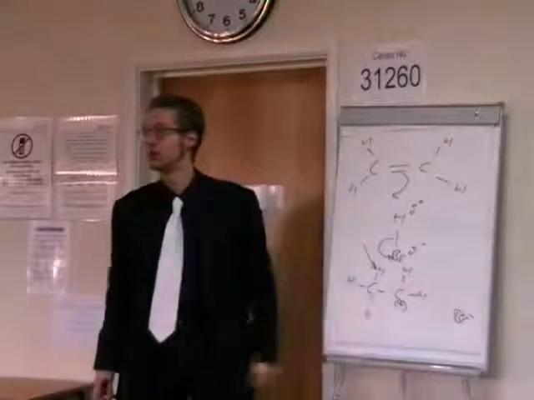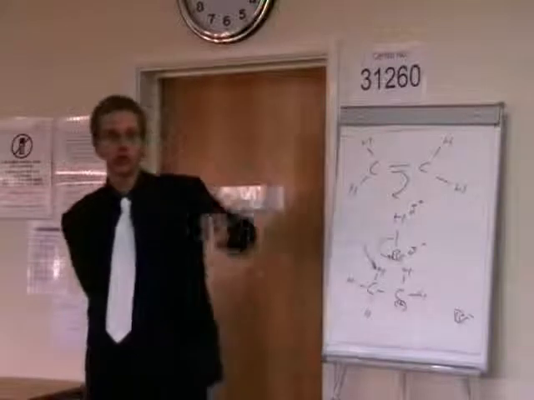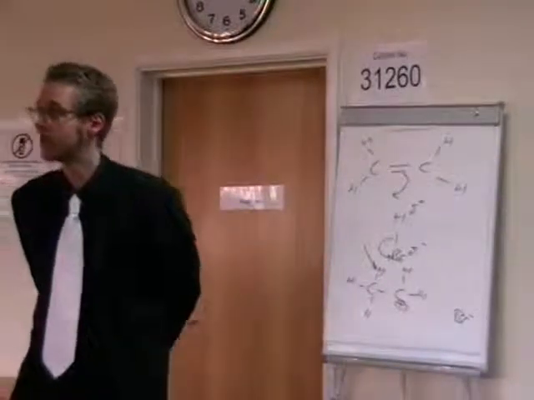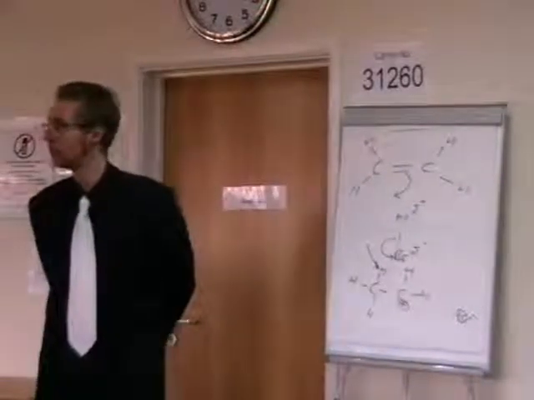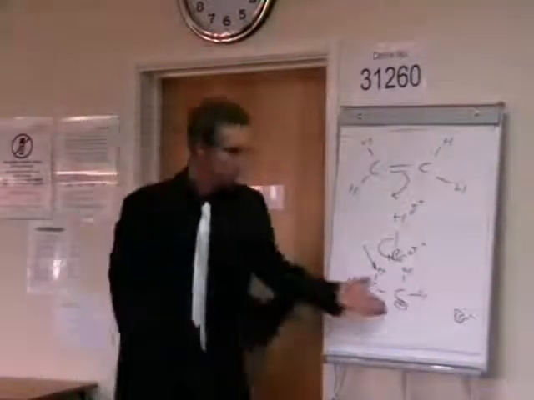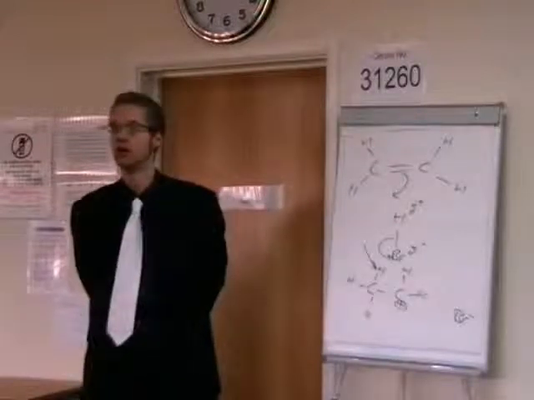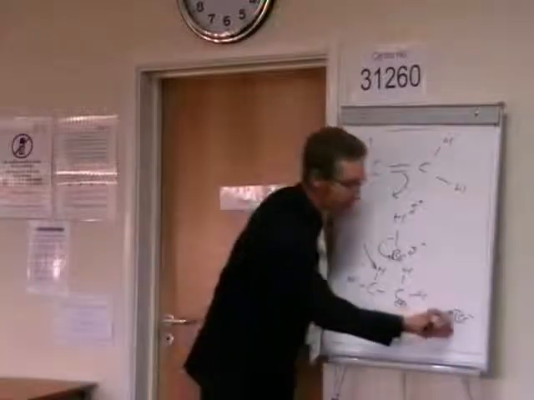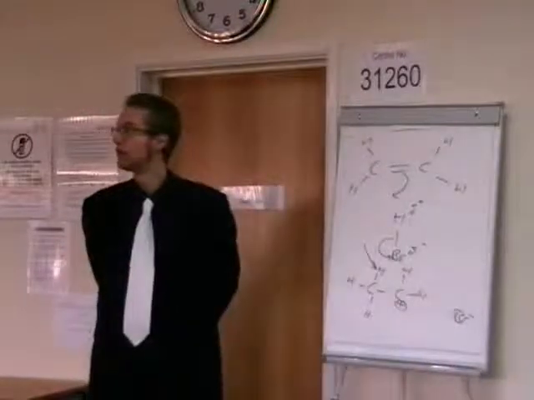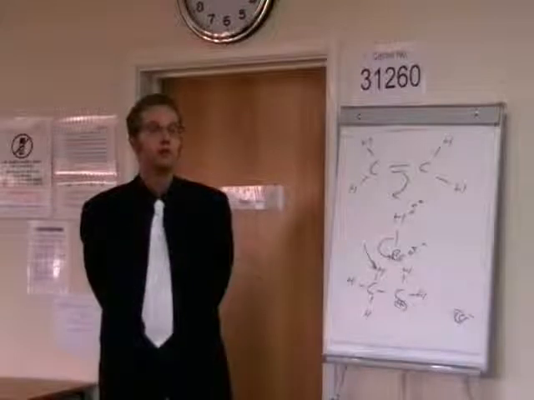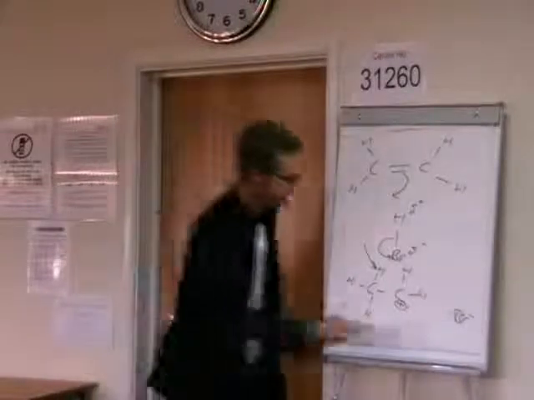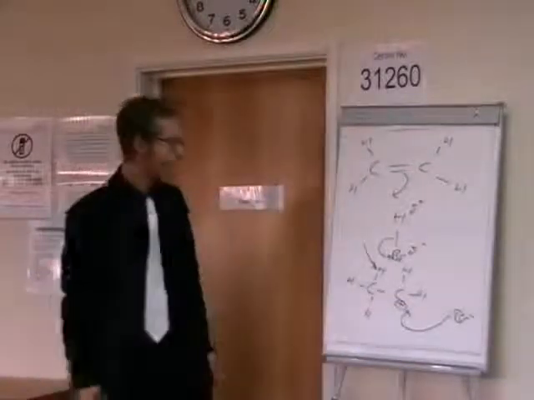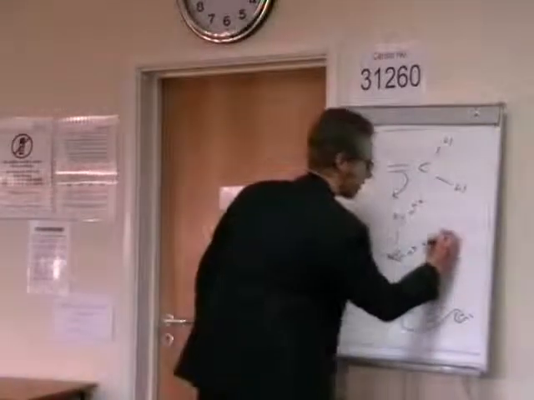Now, 2 rules. Identify the positive and negative bit. Second rule, negative bit goes to the positive bit. Yes? What's going to happen? Bromine's got the electrons. So they move to the... Yep. And what you get, it's getting quite complicated there.